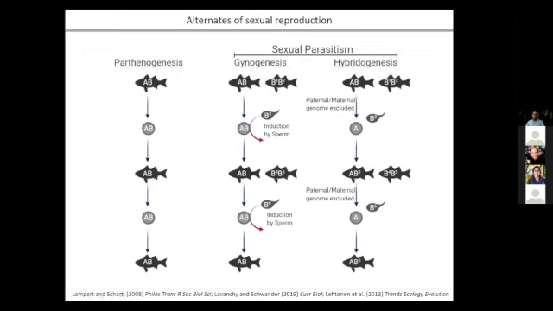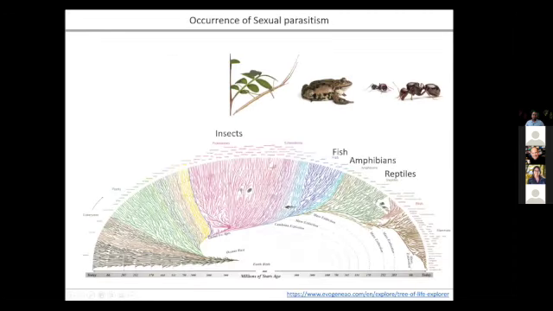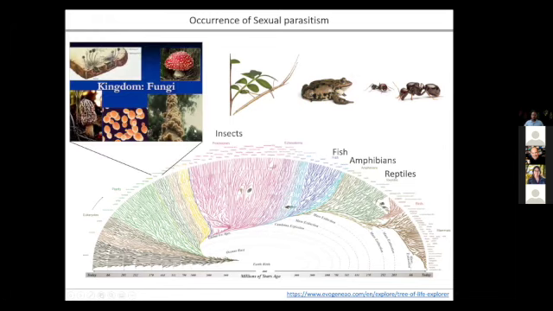Now, these are alternate approaches, so it happens only in a very limited number of organisms. So far it has been observed in insects. This is the stick insect here, or in fishes, mostly in amphibians and reptiles. Today, what I'm going to try and show you is that this is something that can also happen, or at least happens, in the fungal kingdom, but it has not been seen previously.